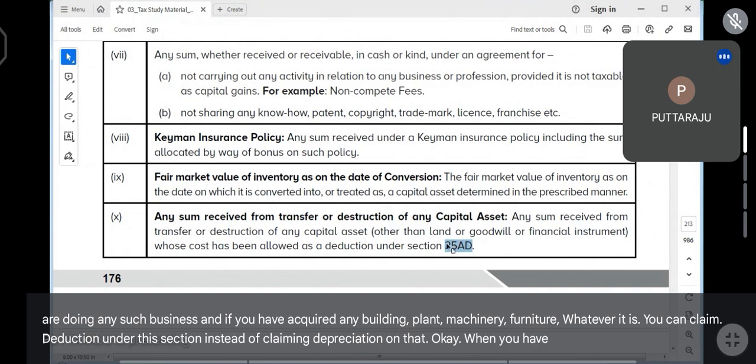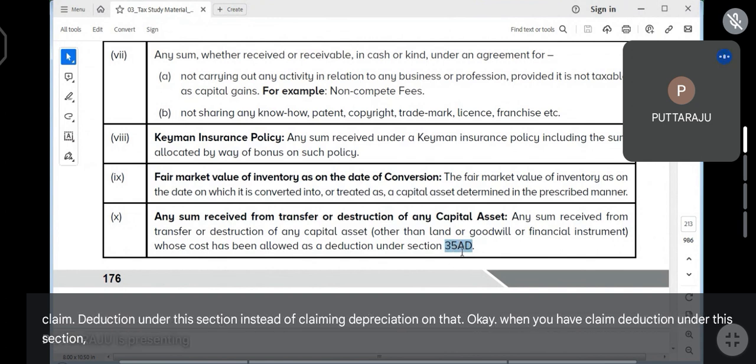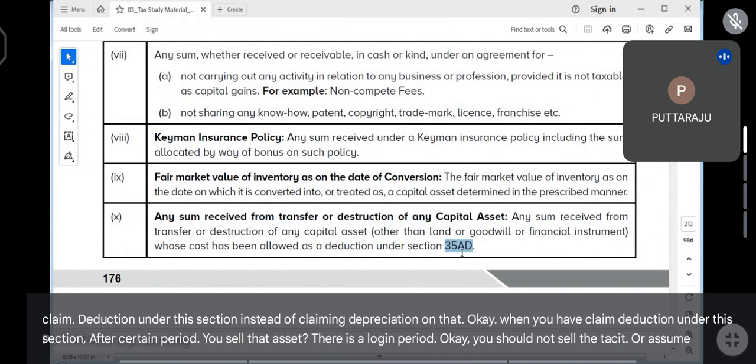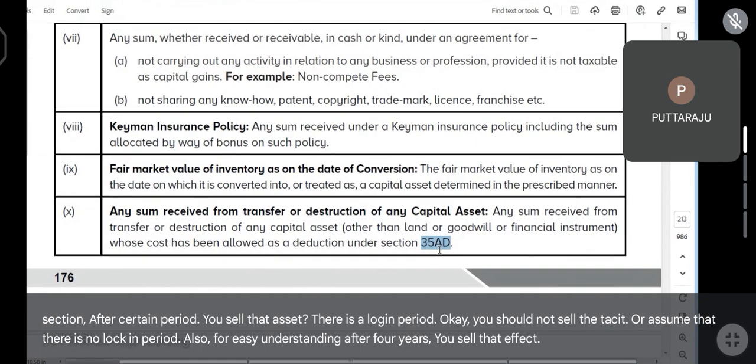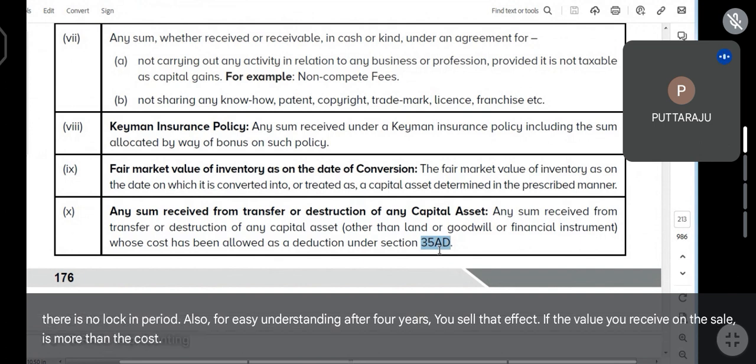When you have claimed deduction under this section, after a certain period you sell that asset. There is a lock-in period, you should not sell that asset, or assume that there is no lock-in period for easy understanding. After 4 years, you sell that asset. If the value you receive on the sale is more than the cost, it will not be treated as capital gain. Instead, it will be treated as income from business.